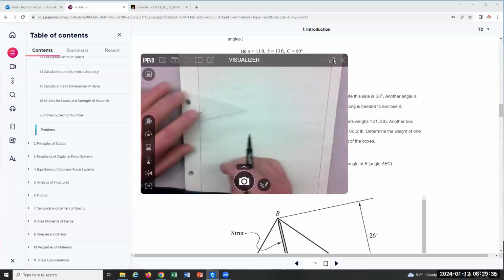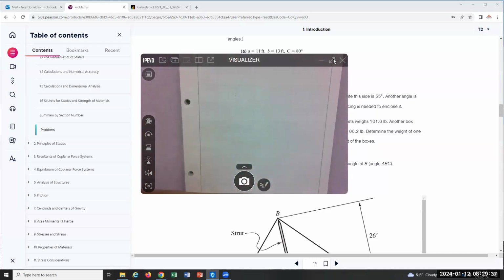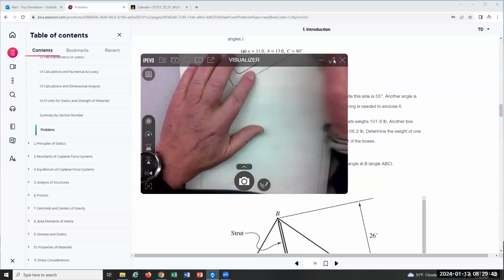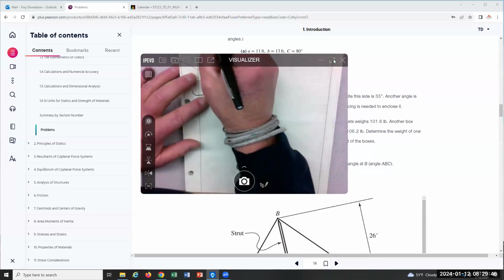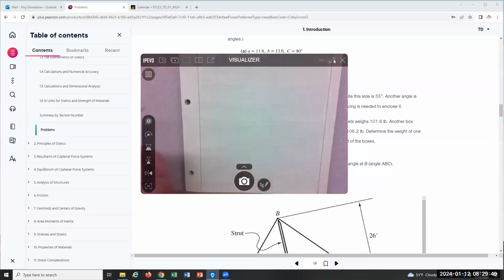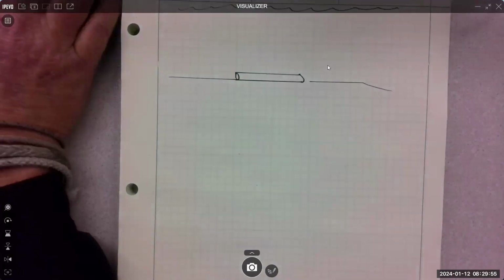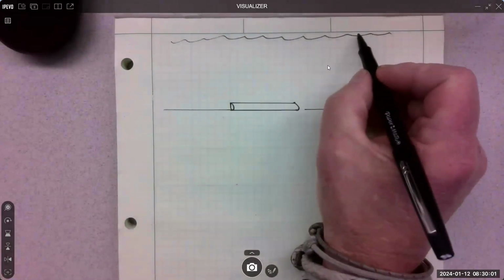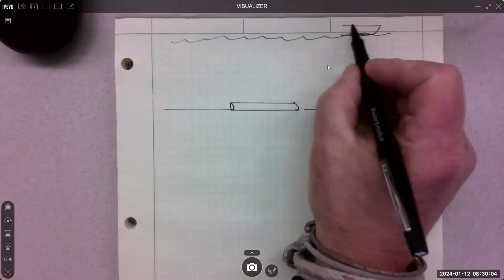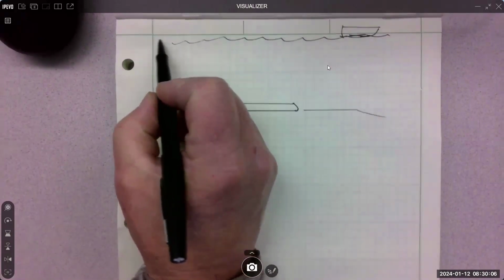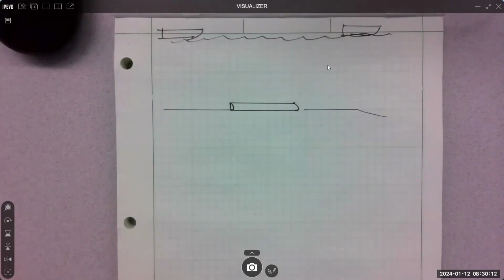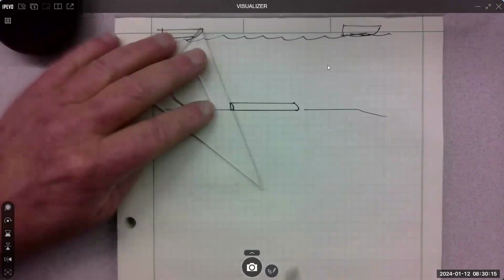Here's my log underwater. Now what else do I know? Is it sitting on the bottom? Is it sitting on the ground underwater? Cool. And then there's water up here somewhere? Yeah. Now what do I know? There's a fisherman over here. I'm guessing he's in a boat. And there's one over here. Both the boats are pointing the same way.